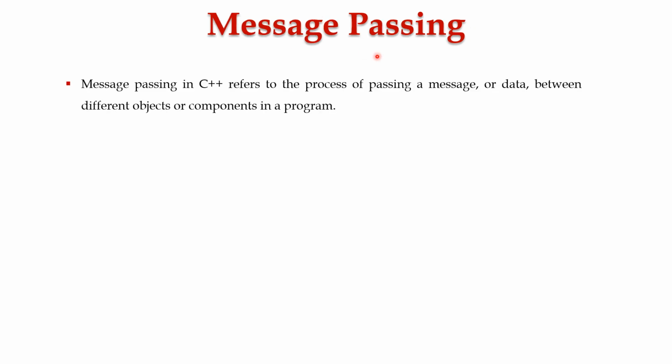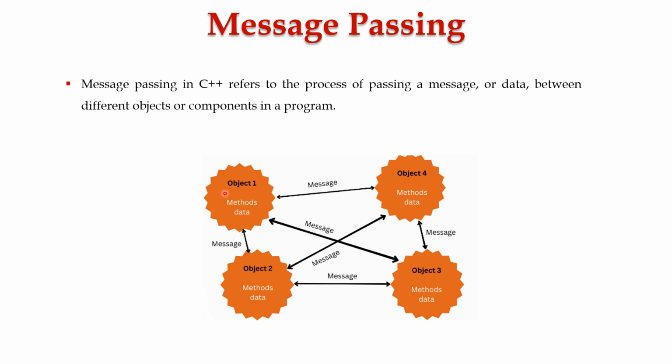Finally, message passing. It refers to the process of passing a message or data between different objects or components in a program. In this picture, there are four objects, namely object 1, object 2, object 3, and object 4. Each object has methods and data of its own. So if one object wants to communicate with another object, it is done via passing a message. Usually, this is done via a function call.